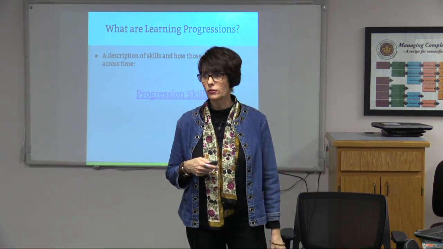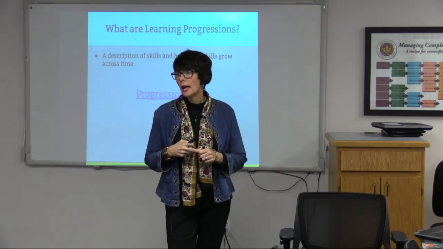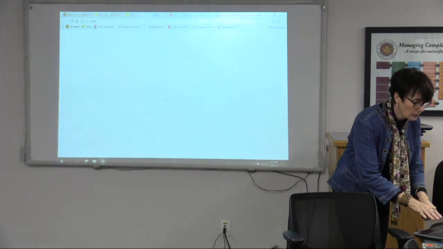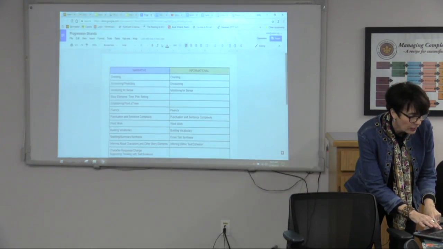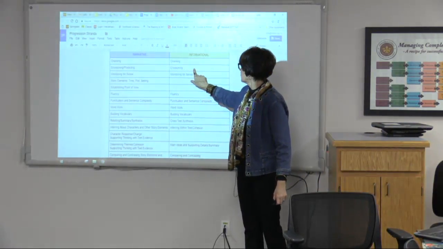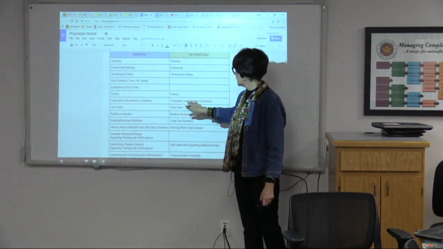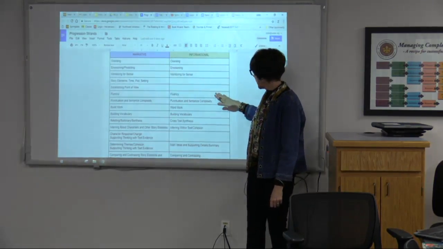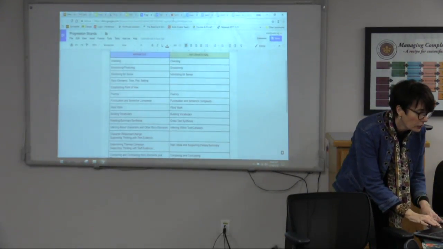So what are learning progressions? The learning progressions are a description of the skills and how those skills grow across time. And I made a little chart so you can see all the skills that are addressed in the learning progressions, narrative and informational. And you can see there's a lot of overlap. So when we're learning progressions or when you're deciding what to teach, you have some common language. They're not exactly the same in informational and narrative, of course. That wouldn't make sense, but they are similar. So that is a list of all the skills that are covered in the progressions.